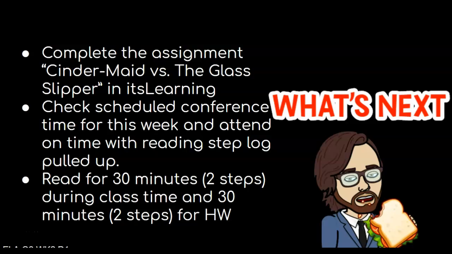Then I want you to make sure that you check the scheduled conference time, write it down, set an alarm so that you know what day and when you are meeting. You'll be ready for that with an open reading step log to meet with me. And that'll start tomorrow on Tuesday. And then read for 30 minutes in class and 30 minutes for homework. So that's 4 steps total. Please add this to your reading step log and be better. Now that it's January, be more consistent with that.